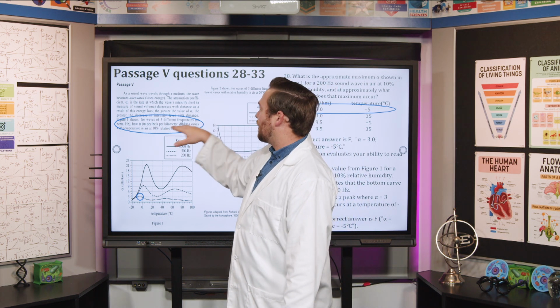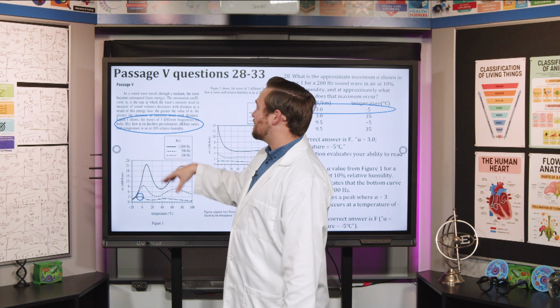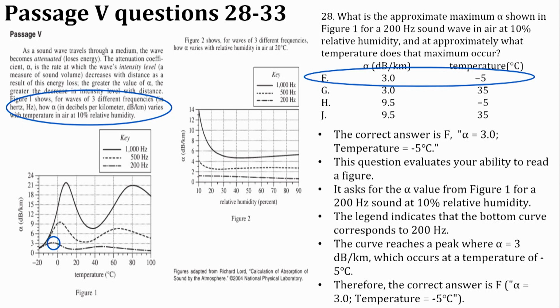It says all of these lines are dealing with air temperature at 10% relative humidity. So I circled that because I thought that might have confused some people. All right, so let's go on to the next one.